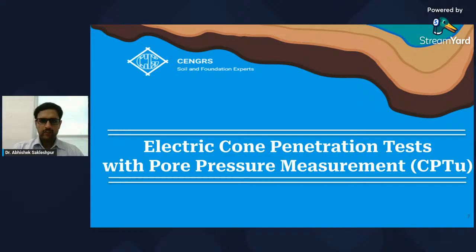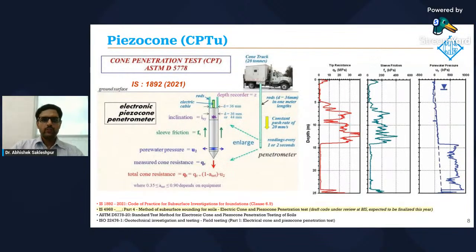Now let's look at the CPTu first, which is an electric cone penetration test with pore pressure measurement. The CPTu, or the piezocone penetration test, basically involves pushing a cone hydraulically into the ground at a standard rate of 2 centimeters per second. As the cone is pushed into the ground, we measure the resistance to penetration, which is the cone resistance, the skin friction or shaft resistance, which is the sleeve friction, along with a sensor that can measure the pore pressures during penetration.